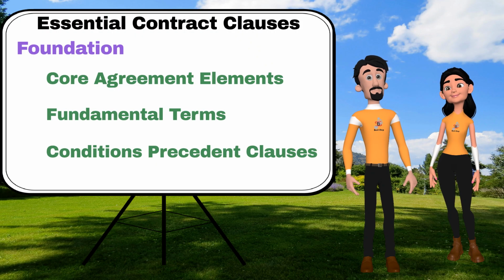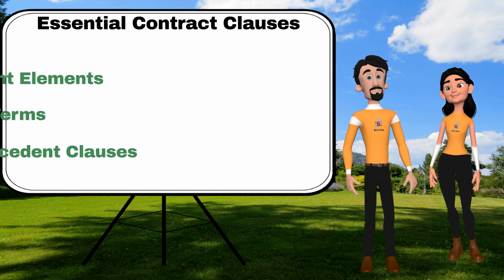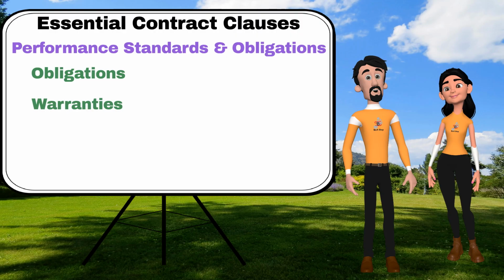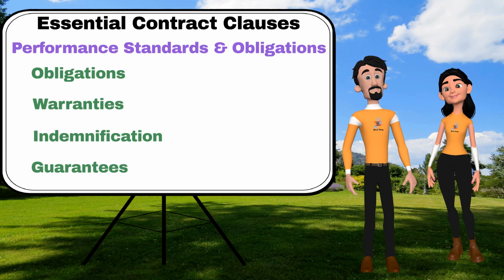Got it. What comes next? Next is performance standards and obligations. This section will help you master performance obligations, warranties, indemnification, and guarantees. Imagine understanding how to draft a warranty clause that assures product quality while protecting your business.